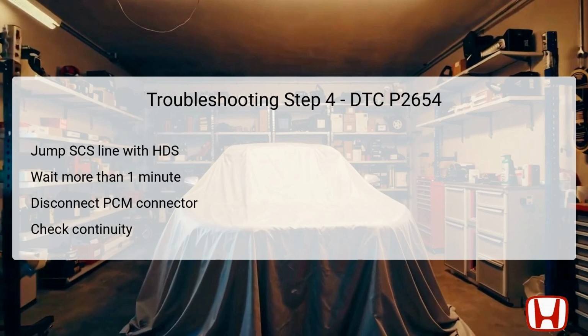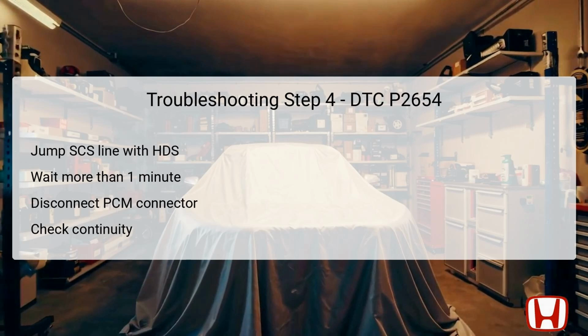The final step in troubleshooting DTC P2654 centers on the wiring check for the CSS line. Start by jumping the SCS line using the HDS. This action temporarily bypasses the Security Control System, SCS, enabling the diagnostic process to continue. After jumping the line, you need to wait for more than 1 minute to allow any electrical feedback to stabilize. Once that is done, disconnect the PCM, or Powertrain Control Module, connector C, ensuring it is safely unattached.